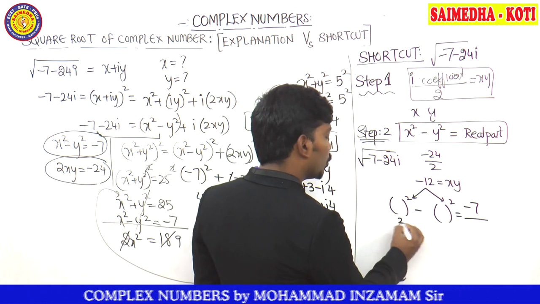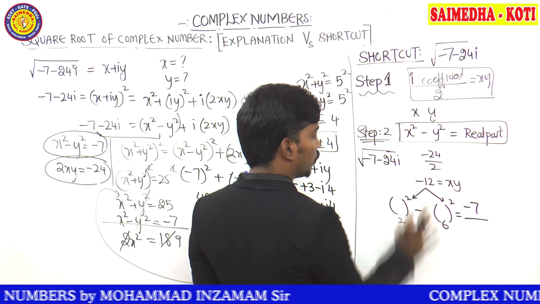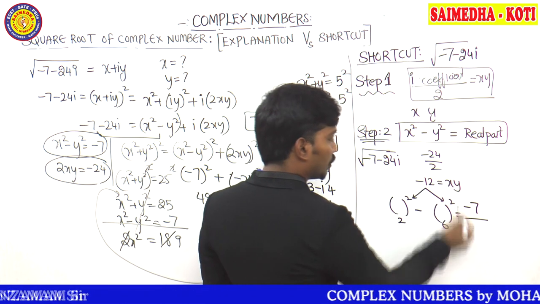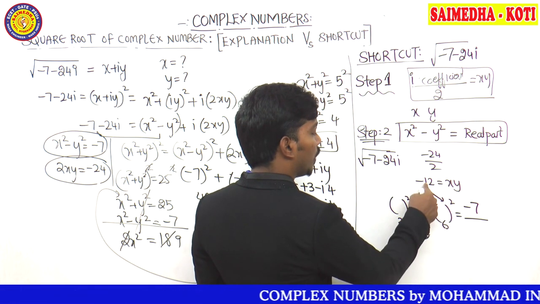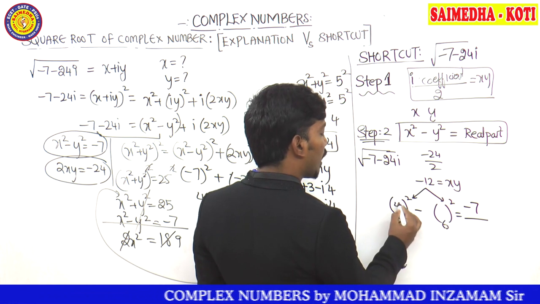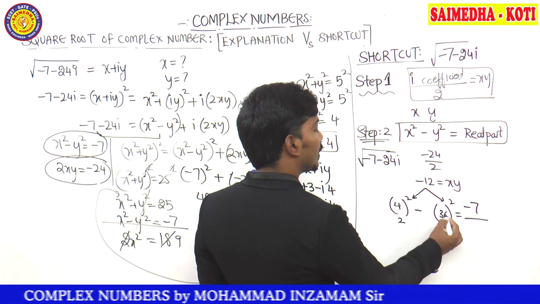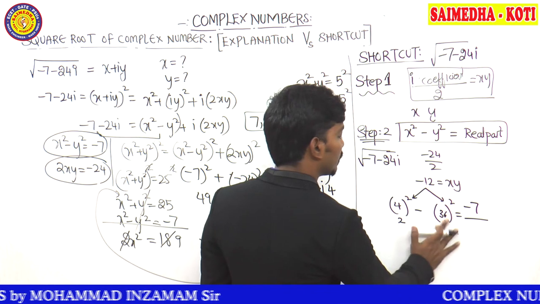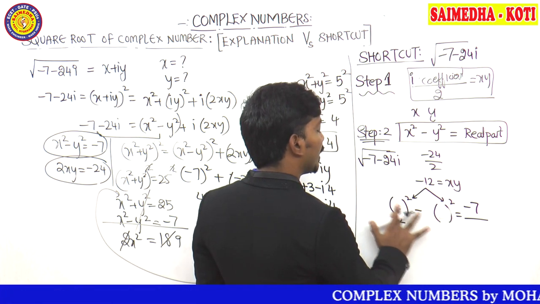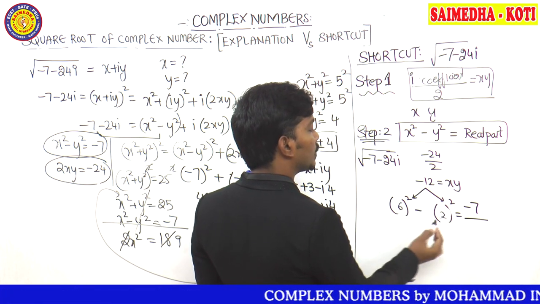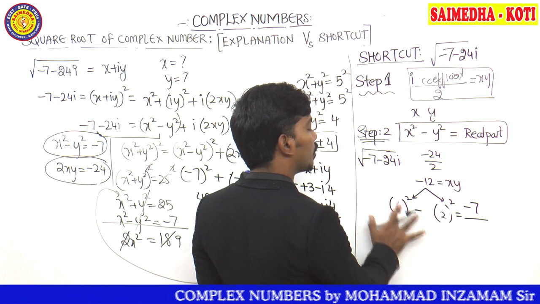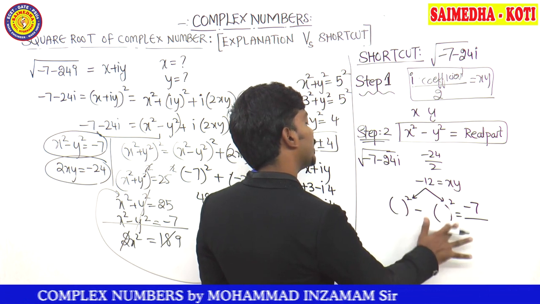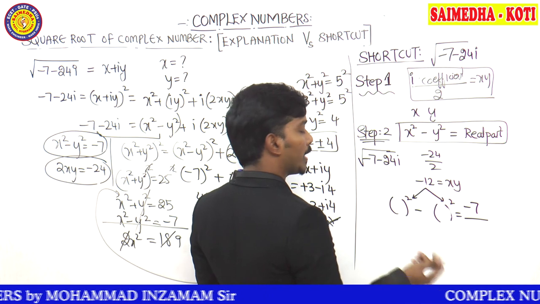Shall we write here 2 and 6, guys, because 2 sixes are 12? X and y values you need to choose now. 2 sixes are 12, but 2 squared is 4 and 6 squared is 36, which is not going to be equal to minus 7. So 2 and 6 is the wrong answer. Shall we take 6 and 2? 6 twos are 12, but the square and difference is not going to be minus 7. Shall we take 12 and 1? No. What are the correct ones, guys?